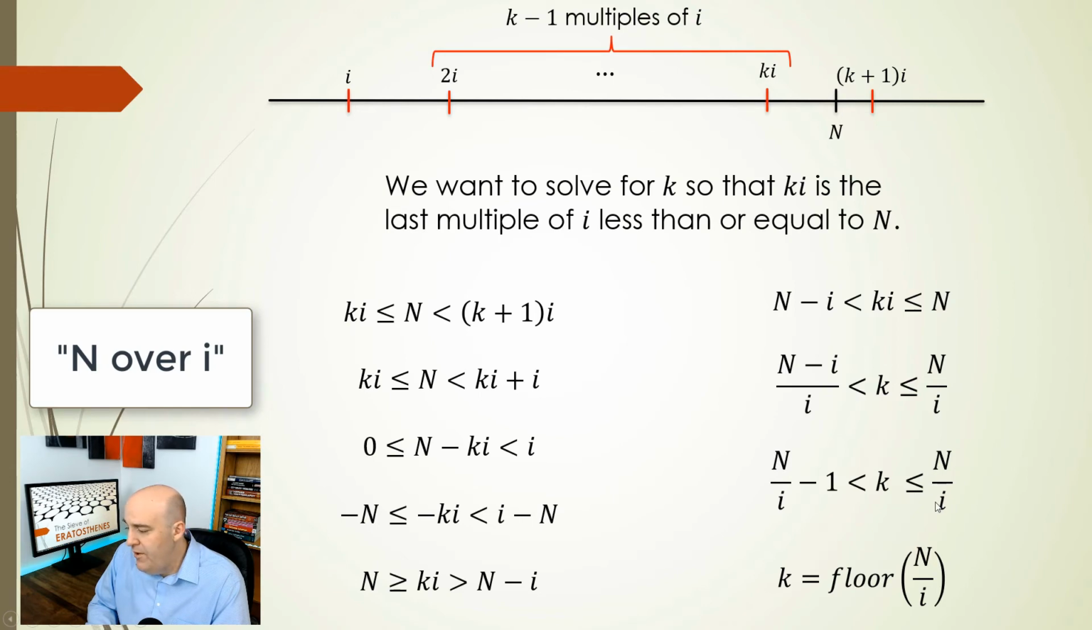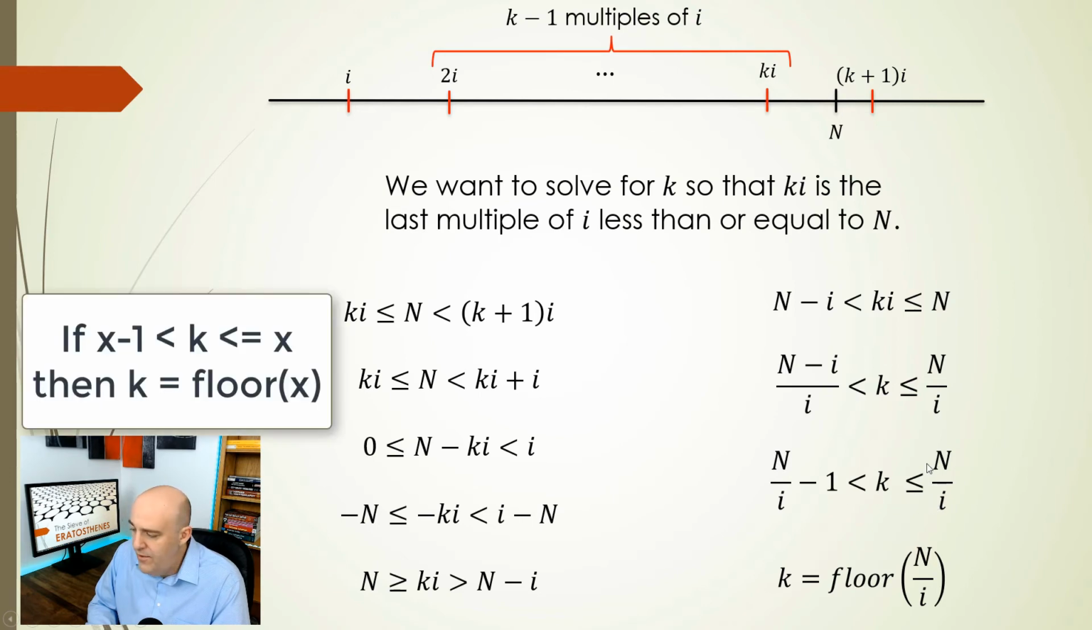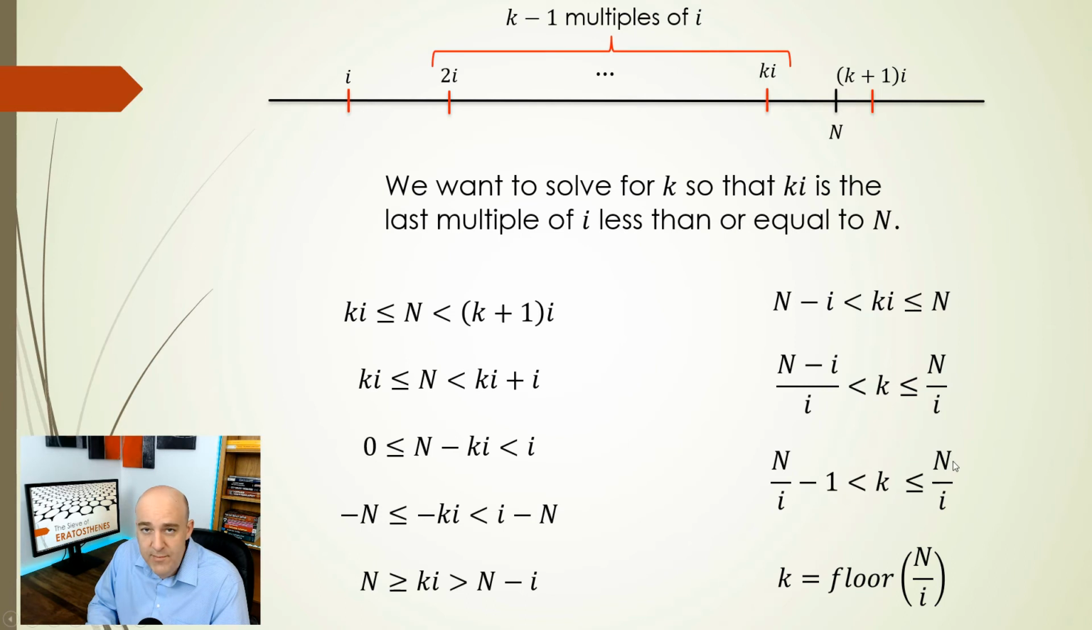It's a property that if x is any real number and k is an integer where x minus 1 is less than k, which is less than or equal to x, that means k is the floor of x. So this n over i, we don't expect that to be an integer. But k is an integer, a positive integer. And we've solved for k here. k is the floor of n over i. We'll use that in code in a second.